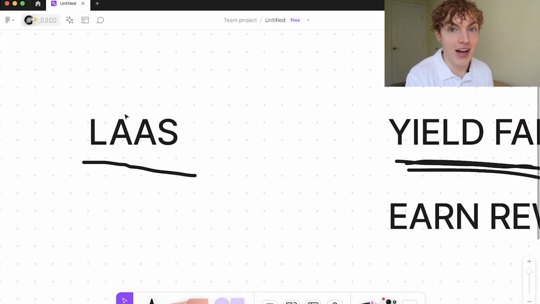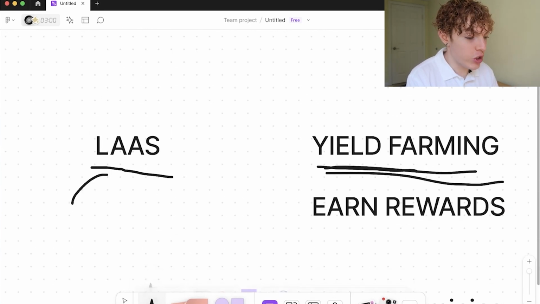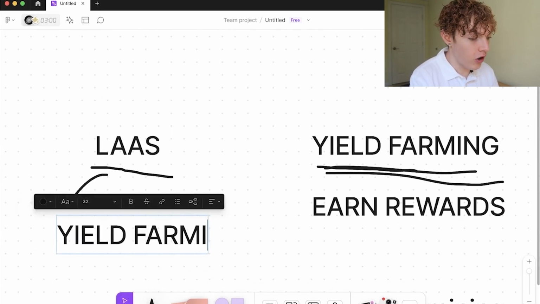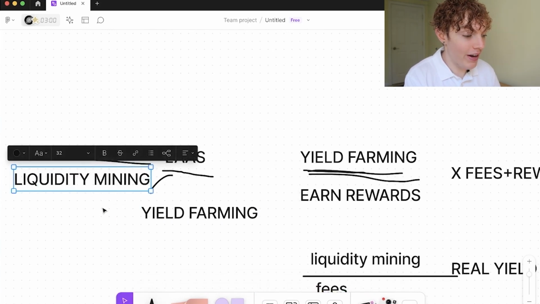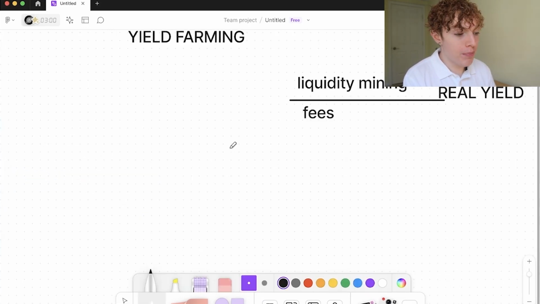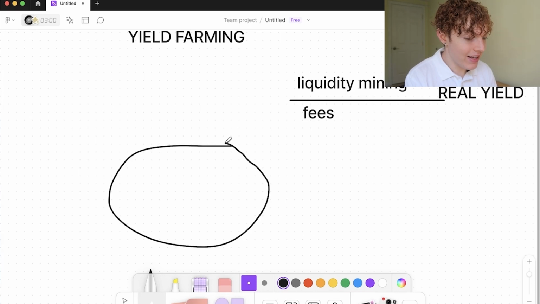It's a pretty simple concept. This means liquidity as a service can include yield farming, and it can also include liquidity mining, because you're providing liquidity as a service.